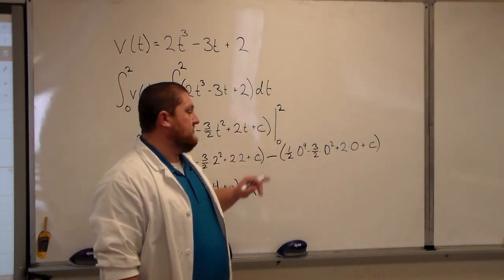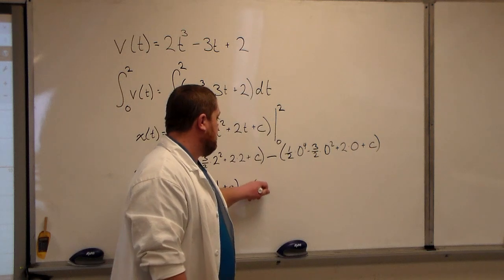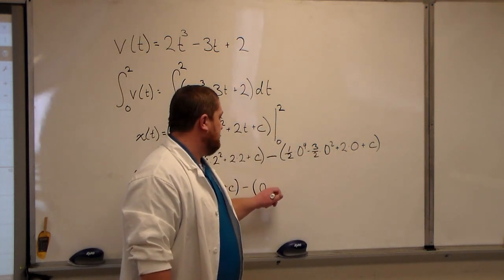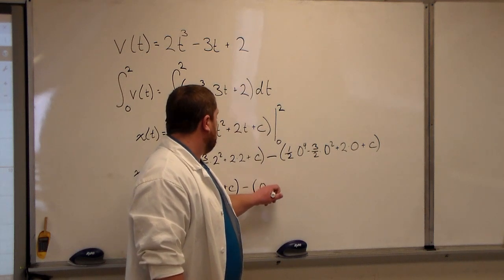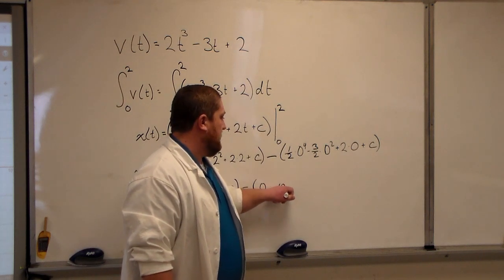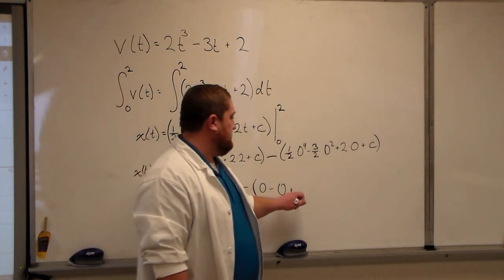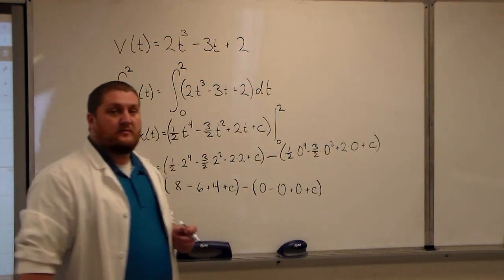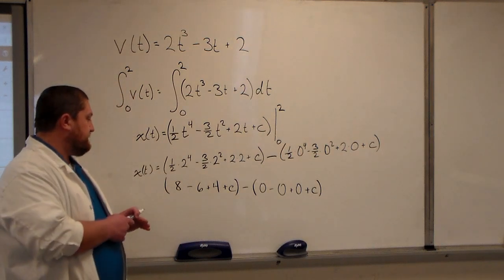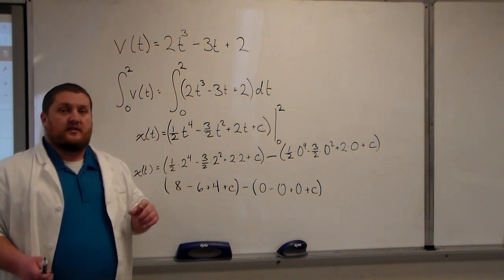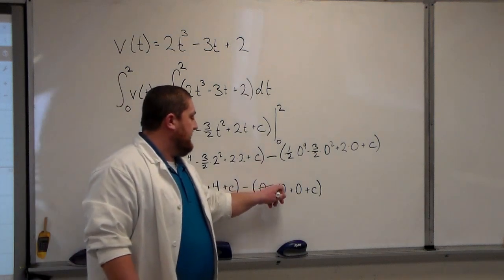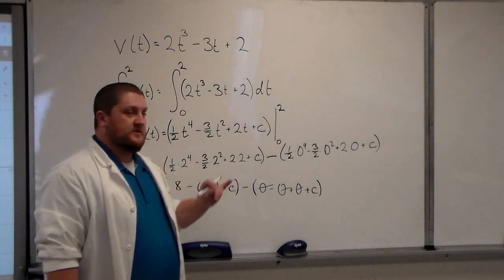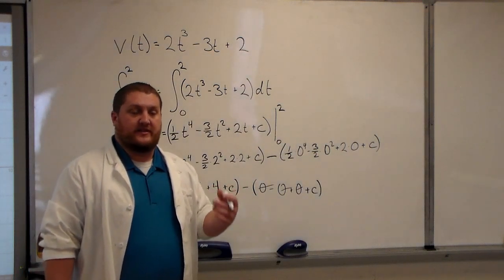I'm going to simplify the second term a little bit. 0 to the 4th is 0, times 1/2 is 0. 0 squared is 0, times 3/2 is 0. 2 times 0 is 0. And my plus c's trail along. Everything in this goes away except the plus c. And I'm subtracting it, so let's simplify a little bit more.